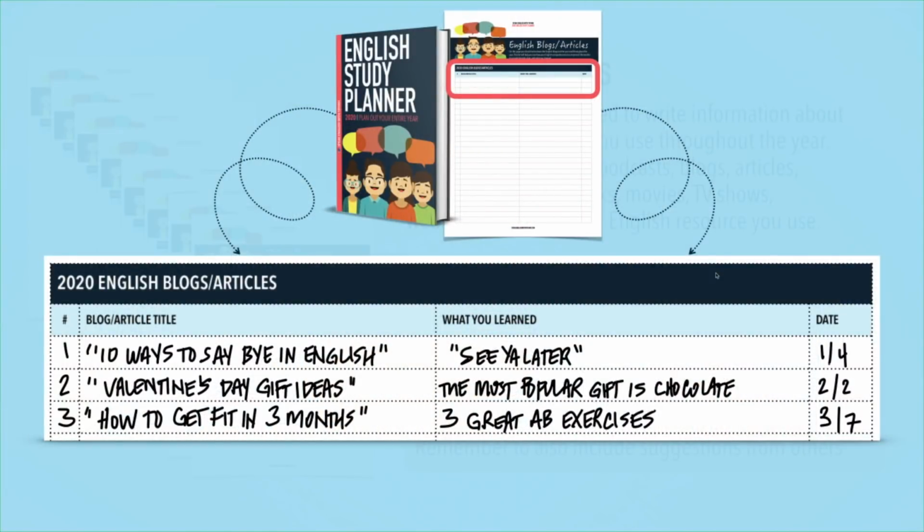Number 2, Valentine's Day gift ideas. Okay. And then the most popular gift is chocolate. Next, how to get fit in 3 months. 3 great ab exercises. Now you'll notice that that last one has nothing to do with English. Instead, it's about exercise. The point is you can read any article, excuse me, as long as it's in English. It can be about something you're interested in, but write it down.